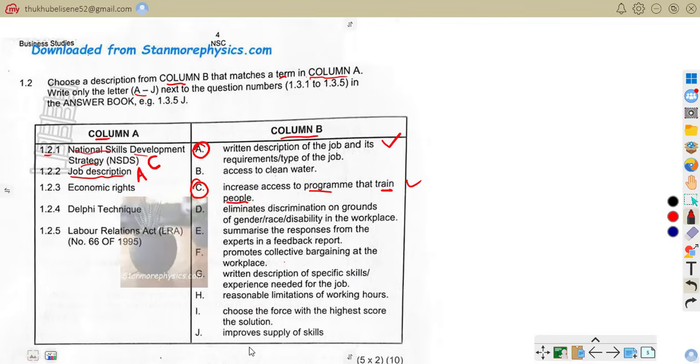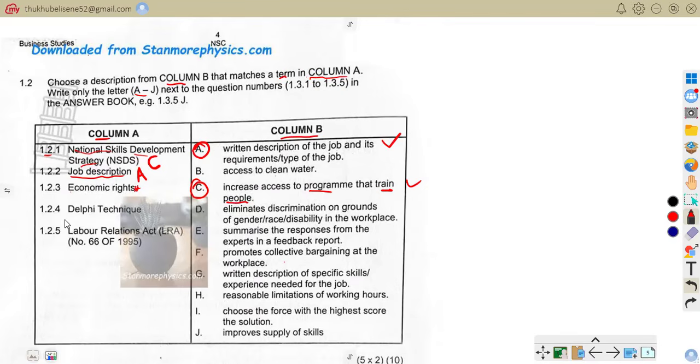Hope we are together. Now we are coming to 1.23. With 1.23, guys, this question is removed because there is no description that matches it. So remember, this one is removed.